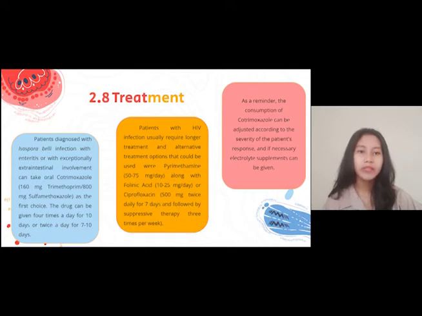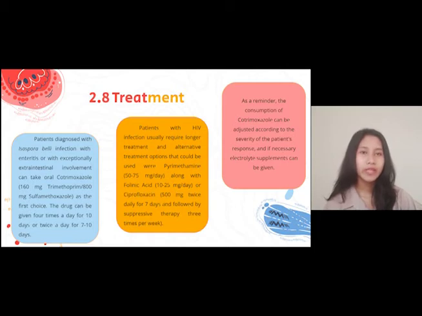The drug can be given 4 times a day for 10 days or twice a day for 7 until 10 days. The consumption of trimethoprim sulfamethoxazole to patients infected with Isospora belli is the most effective treatment, but the immunocompetent patients who are infected usually recover on their own and do not require any treatment.